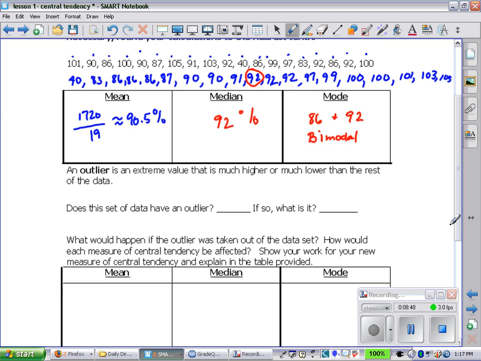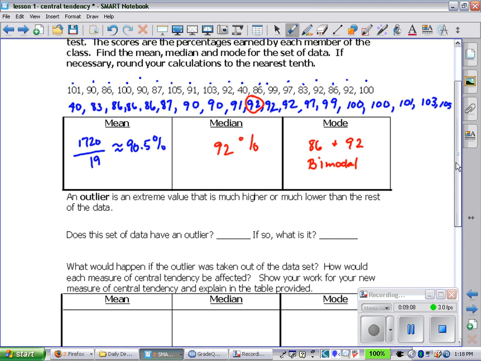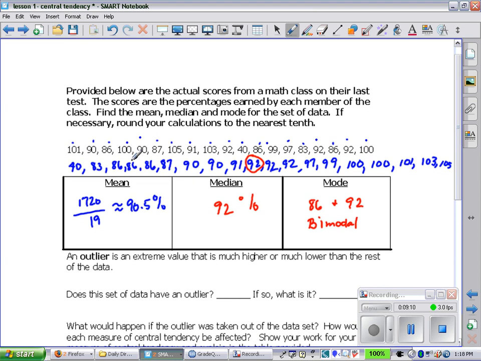Okay, now there's another term that we have to consider here. It's called an outlier. An outlier is a value that's either extremely high or extremely low compared to the rest of the data. It kind of doesn't really fit. It sticks out like a sore thumb. So in this case, would you say this has an outlier? And if so, what do you think it is? Look at your values.